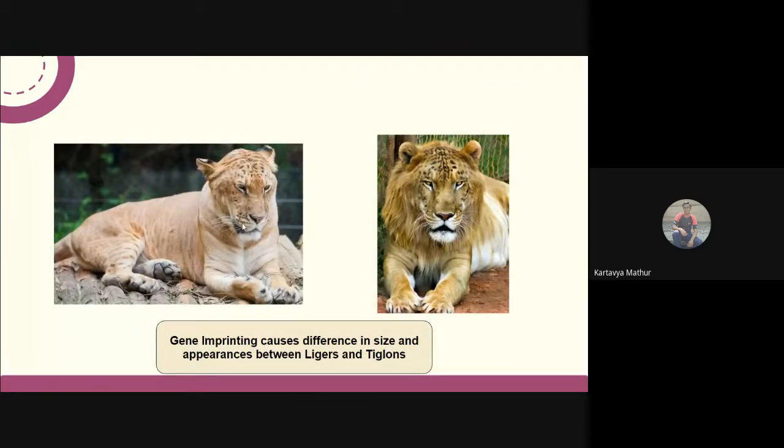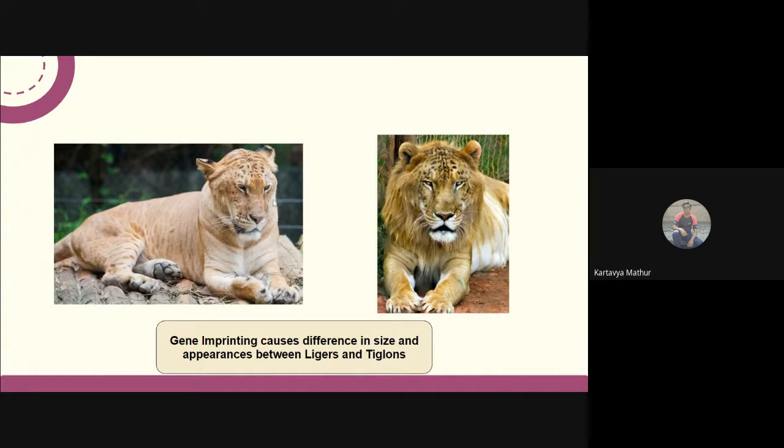So now, can anyone tell who these two animals are? A guess would be fine. Is that a liger, like a crossbreed between tigers and lions? Yeah, the left one is a liger, a female liger, and the other one is a tiglon, a male tiglon.